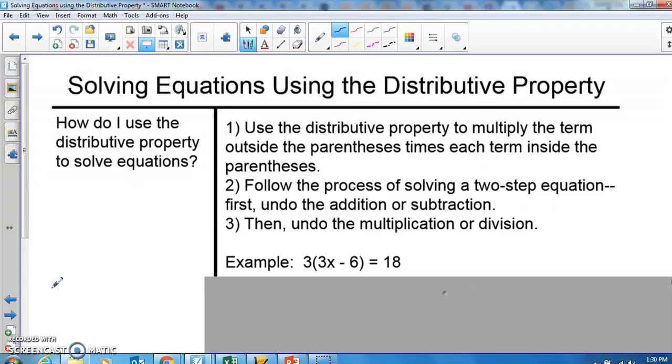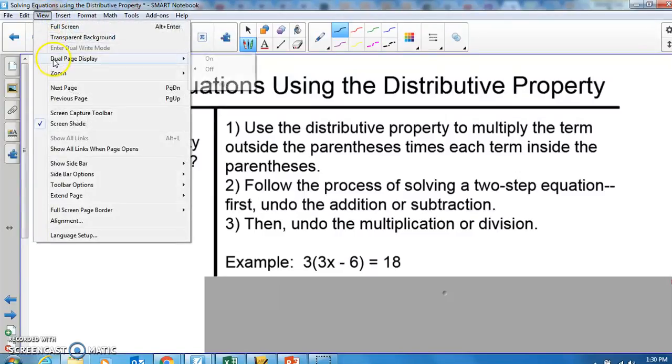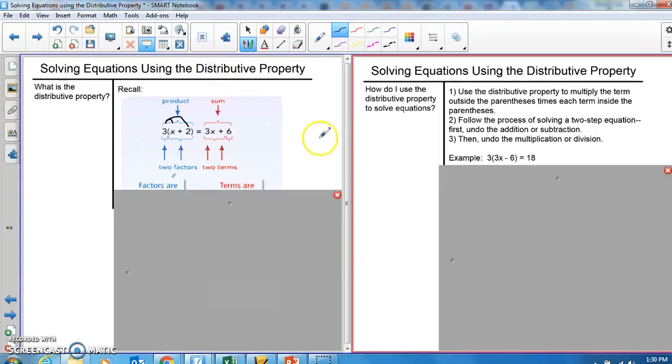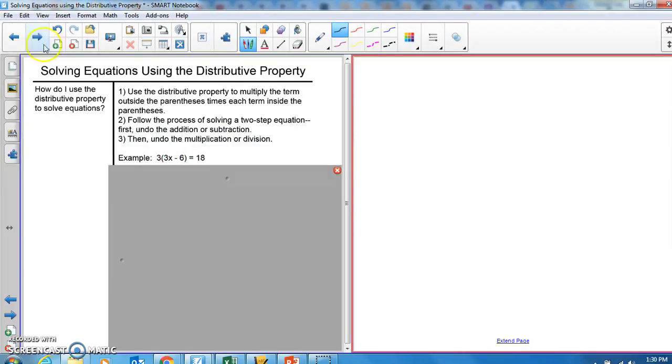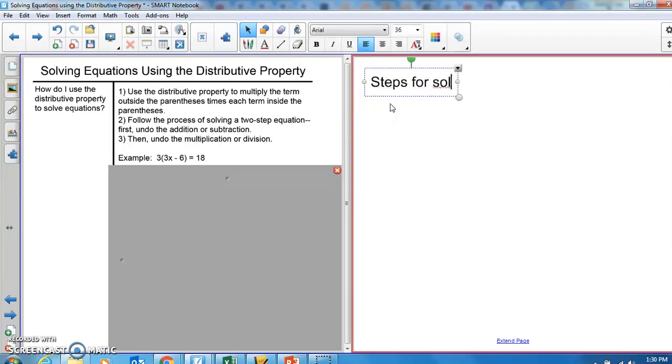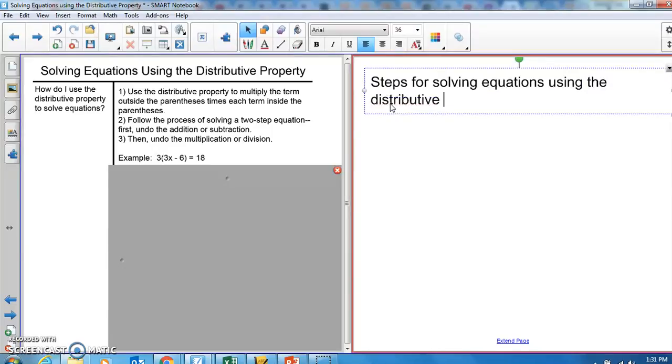The first example we're going to go with is 3 times (3x minus 6) equals 18. I'm going to split the screen so that you have this on one side and a blank screen on the other side. On the right-hand side, I want to write up the steps for solving equations using the distributive property. And this is what I want you to copy down.